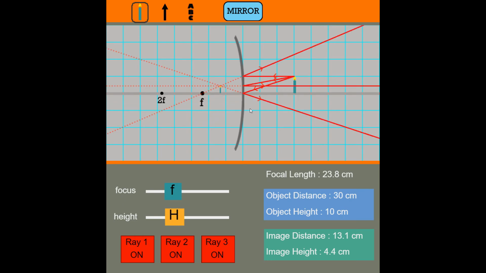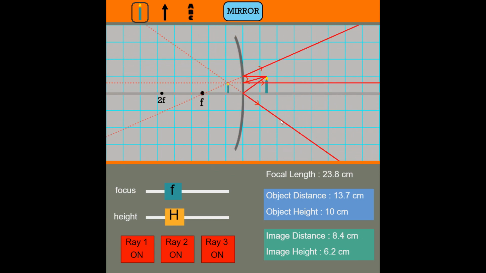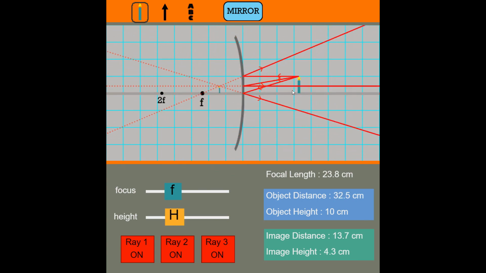Alright, now let's talk about our convex mirror. Unlike the concave mirror, convex mirrors can only produce virtual images, right? That's because this image is always going to be on the other side of the mirror no matter what. No matter where I move it, it's always going to be there, right?